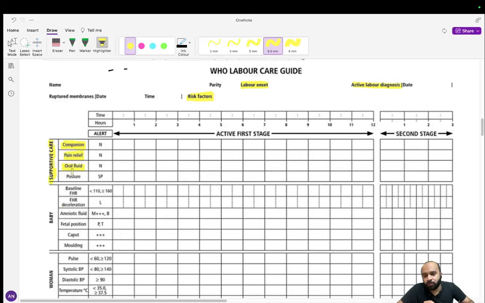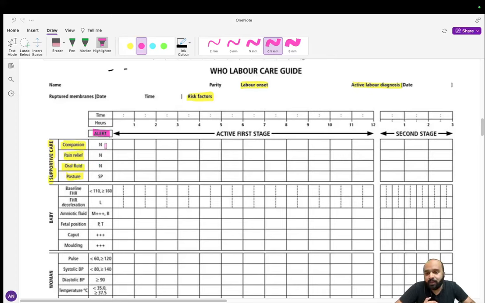And finally, what's her posture? Posture is basically, is she mobilized or is she completely supine or is she in a left lateral position? Now, they have also mentioned that there is something called an alert over here. Alert is basically if any of your answers over here are from the alert points that are mentioned over here, then it's a bad thing and you have to do something about changing it.